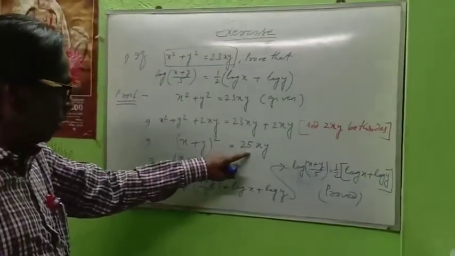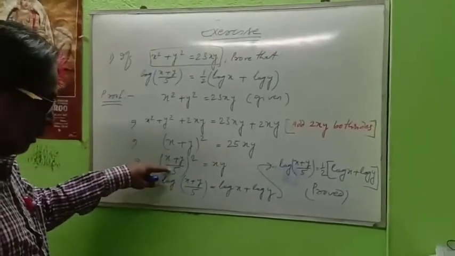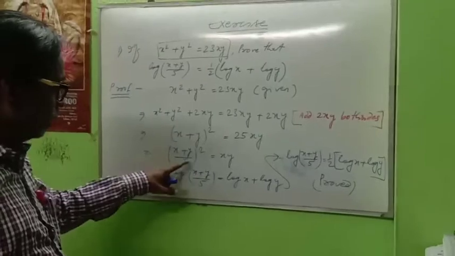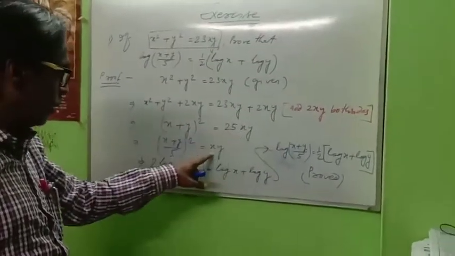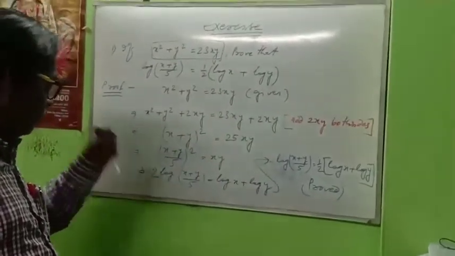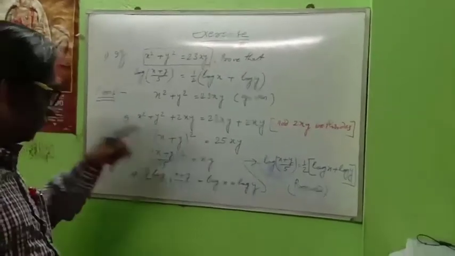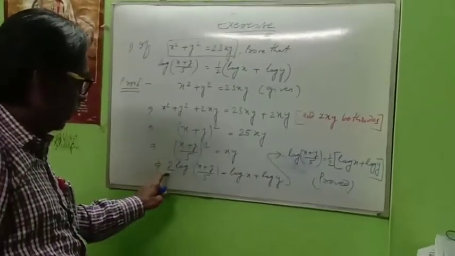This 25 you have to bring left hand side. 25 means 5 whole square. I am writing here (x plus y by 5) whole square. It is coming here xy. Okay. If we take log, taking log both sides, this power will be here as per the property I have given before.